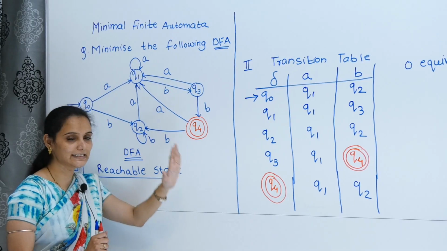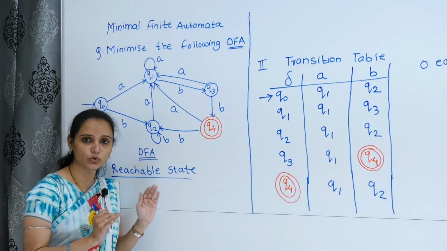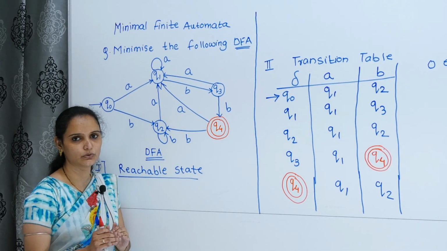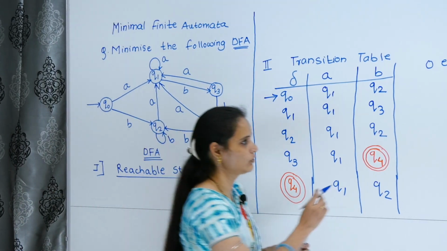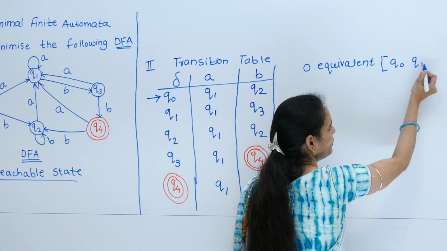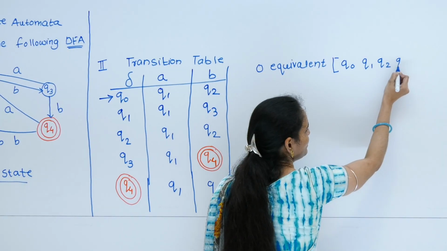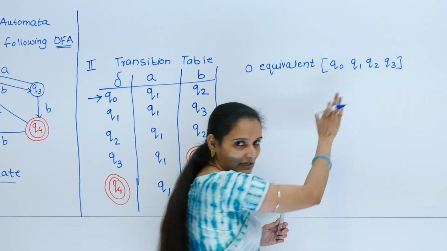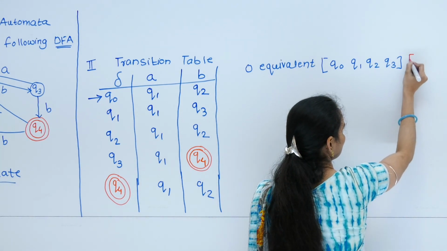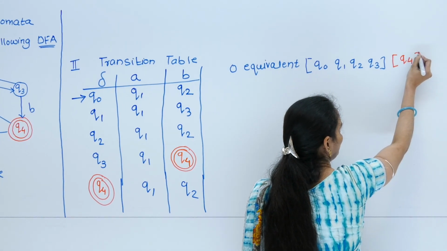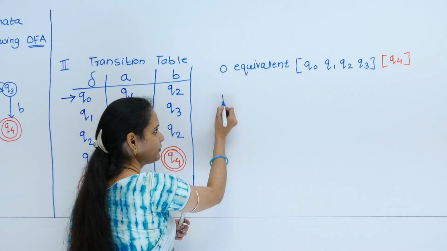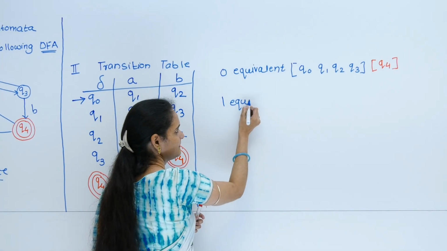Okay. So in zero equivalent, we are going to make 2 groups. The one group is of the non-acceptance states and the other group is of the acceptance state. So here Q0, Q1, Q2, Q3, those 4 states are the non-acceptance states, and then I am writing Q4, which is the acceptance state. Then we are going to find one equivalent.